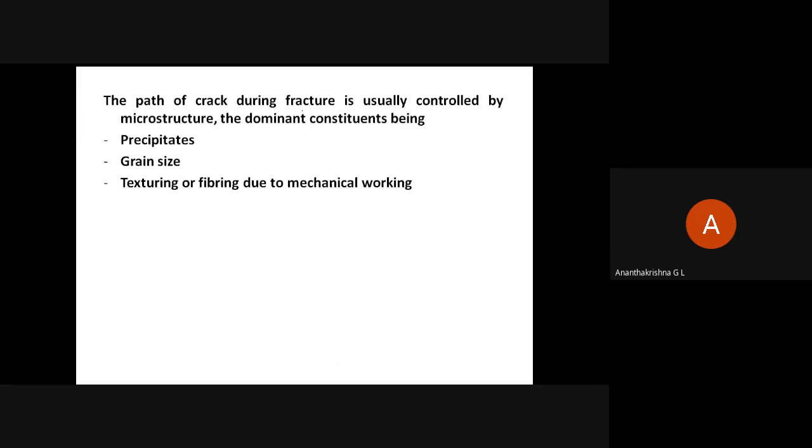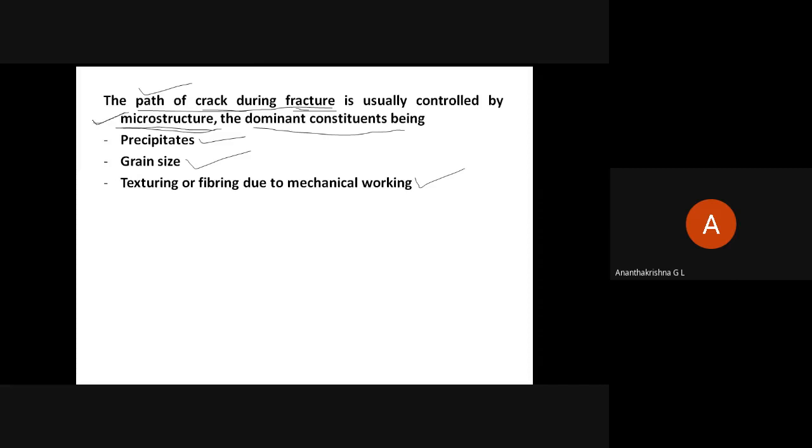Then the path of crack during fracture is usually controlled by microstructure, the dominant constituents being precipitates, grain size, and texturing due to mechanical working, right? So the path of crack during fracture is controlled by the microstructure of the material. That is why in material science, the study of microstructure is a very important parameter, because that will give you an idea as to how the crack will propagate, or the path of crack during fracture. Fracture is controlled by such microstructure.